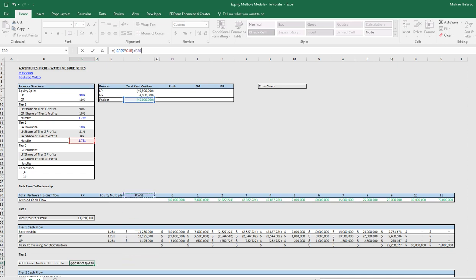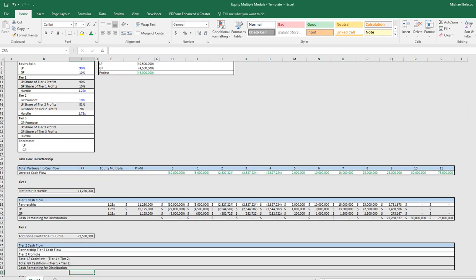plus the negative, so we're going to get rid of this, the equity contribution, less the profit that we already received in tier 1. So we need an additional, or there is an additional $22.5 million that could be distributed in tier 2 if the dollar amount is available to distribute.